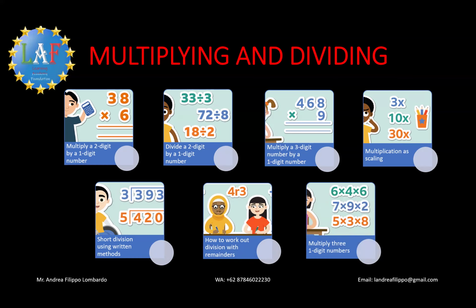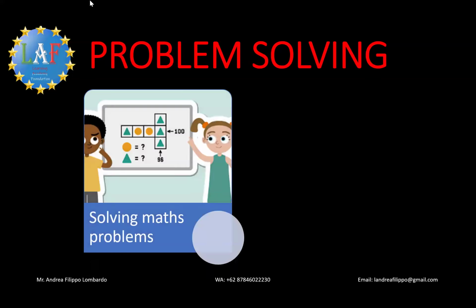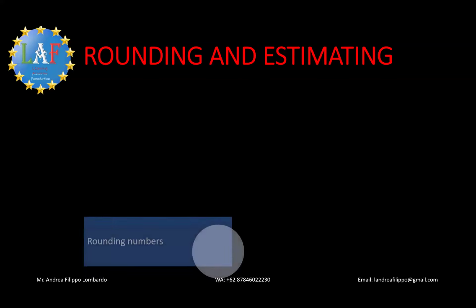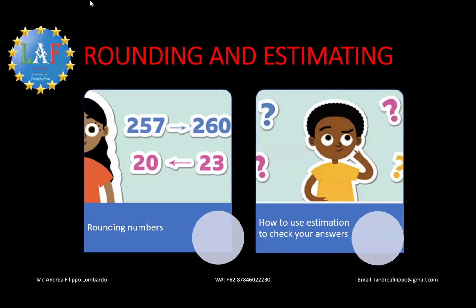The next section will be about problem solving, where the students will find out how to break down and understand math problems, and they will discover how numbers can be connected in a pattern and see if they can complete sequences. The next section will be about rounding and estimating, where the students will discover how to round a number to the nearest 10, 100, or 1000 and why this can be helpful. And also they will find out about different ways to estimate and check their work.